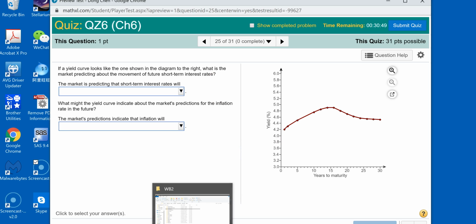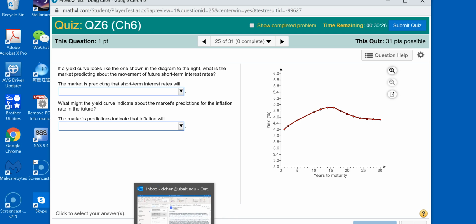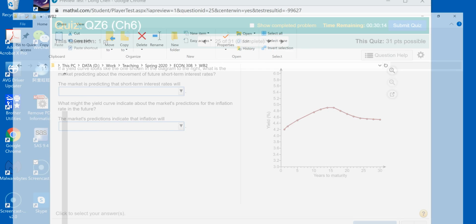So we learned three models we can use to explain the term structure of interest rate, or the yield curve, which are the expectations theory, segmented market theory, and then finally the liquidity premium theory. Among the three, the last one, liquidity premium theory, is the most promising because this theory can explain all three empirical facts we know about yield curve.